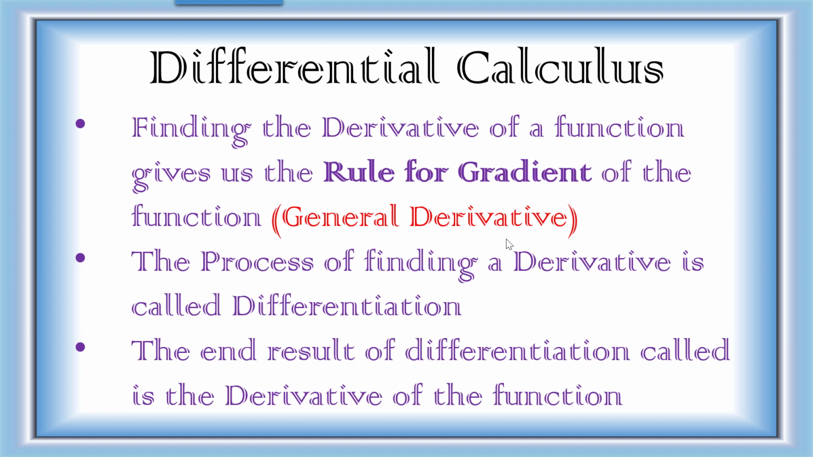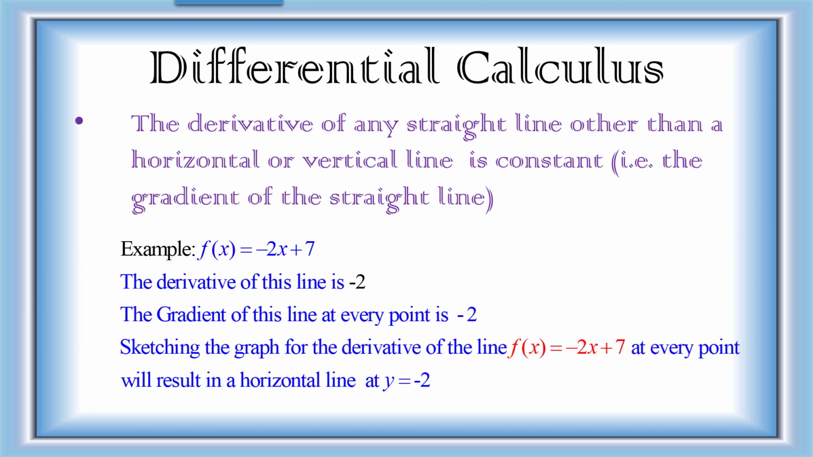So when I'm saying I found the derivative of a function, it gives me the general rule for finding the slope or the gradient of any function. And I can even find the derivative of a function at any given point. So we know that the derivative of a horizontal line is always 0 and the derivative of a vertical line is undefined.